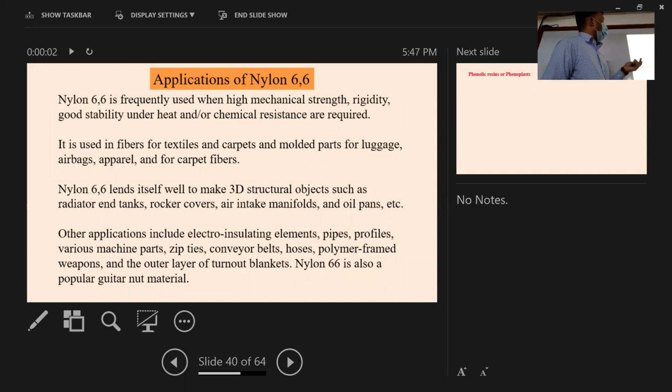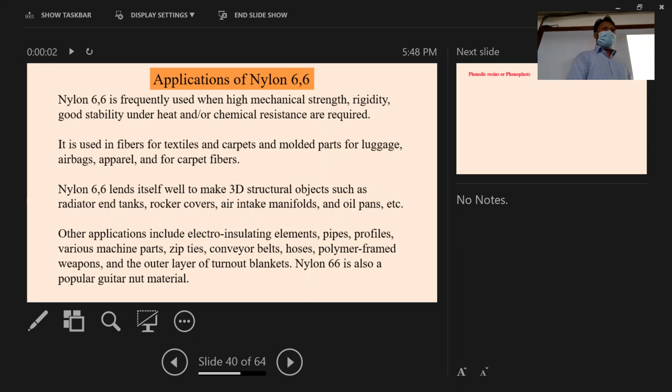It is used in fibers for textiles and carpets and molded parts of the luggage, parts for luggage, airbags, apparel, and for carpet fibers. There are different types of use. Nylon 66 lends itself well to make 3D structural objects such as radiator end tanks, rocker covers, air intake manifolds, and oil pans, etc. Other applications include electro-insulating elements, pipe, profile, various machine parts, zip ties.